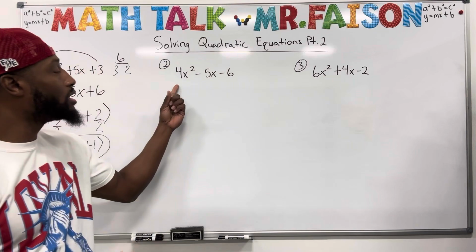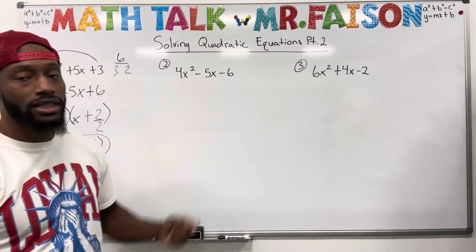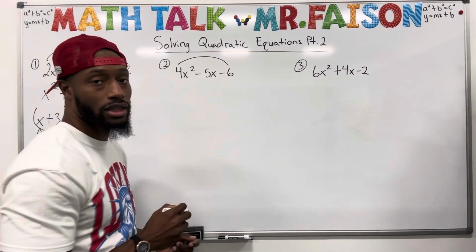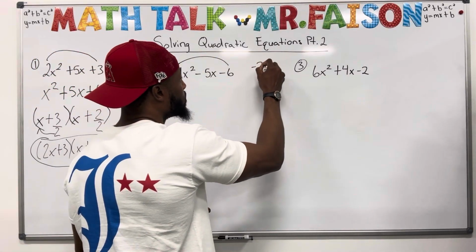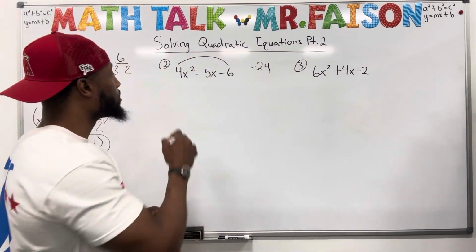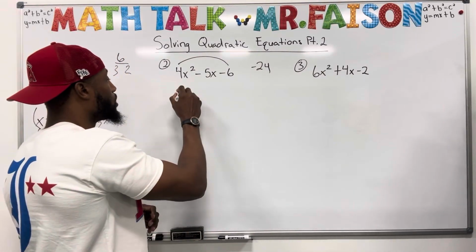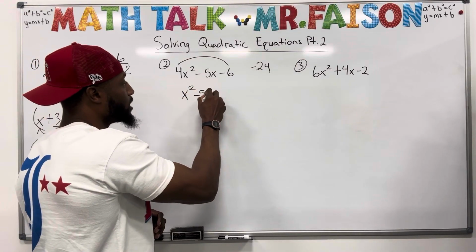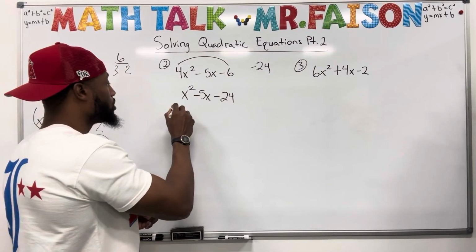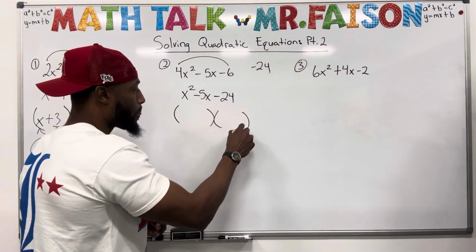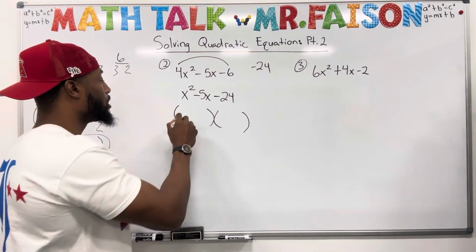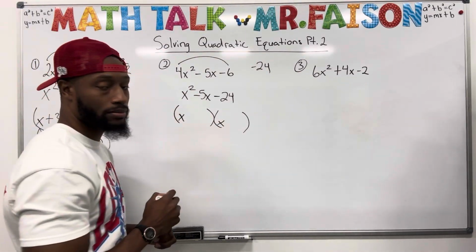Problem number 2 is telling me 4x squared minus 5x minus 6. First thing we want to do is multiply the 4 and the negative 6. We multiply that, that'll give us a negative 24. All right, now we go back and we rewrite the problem. Remember, we removed the 4. So now we just have x squared minus 5x, and we remove the negative 6 and replace it with negative 24. Now we put 2 groups of parentheses. So now that we're solving a quadratic equation with the leading coefficient being 1, I put an x here and an x there. All right?